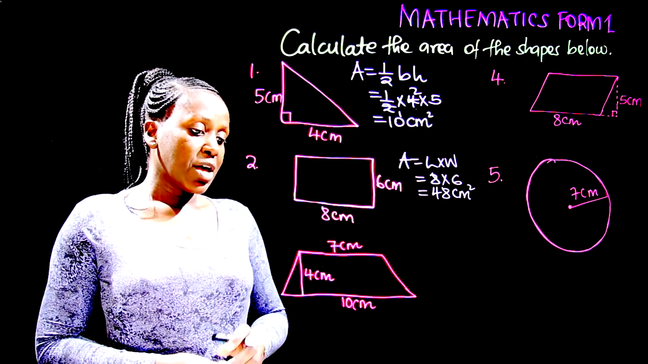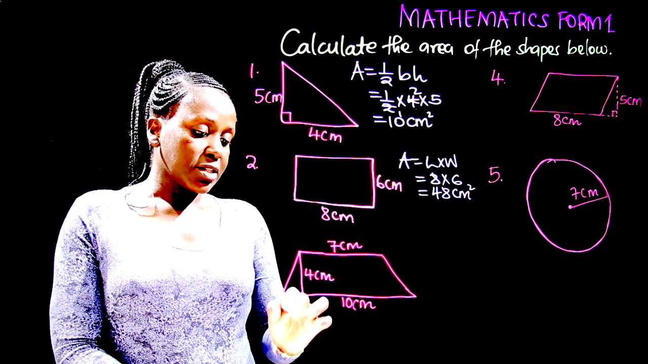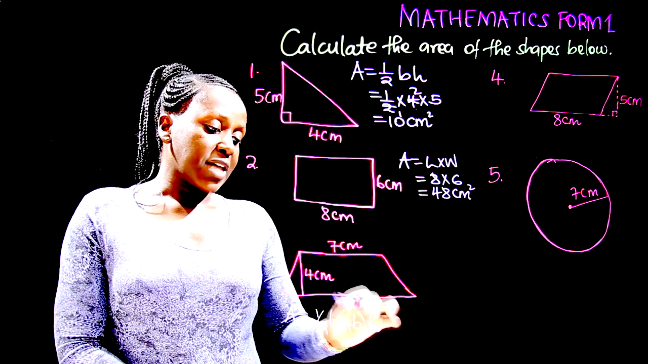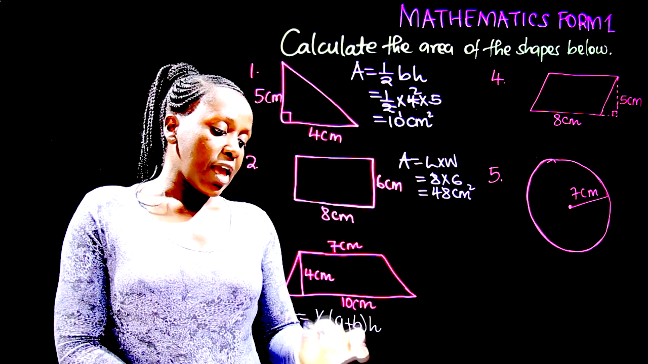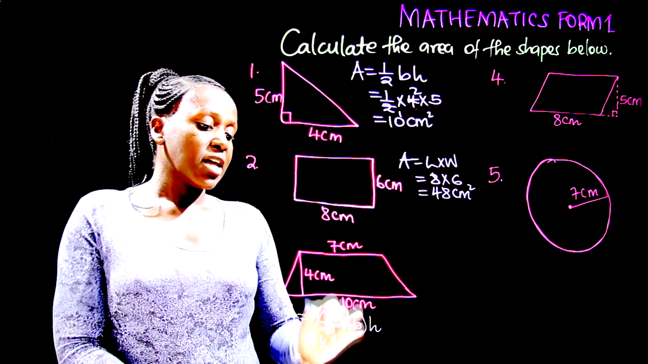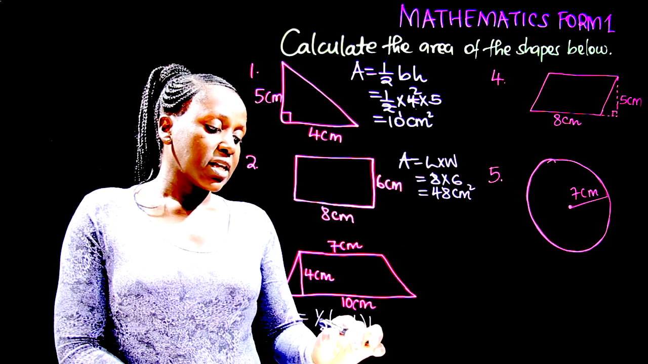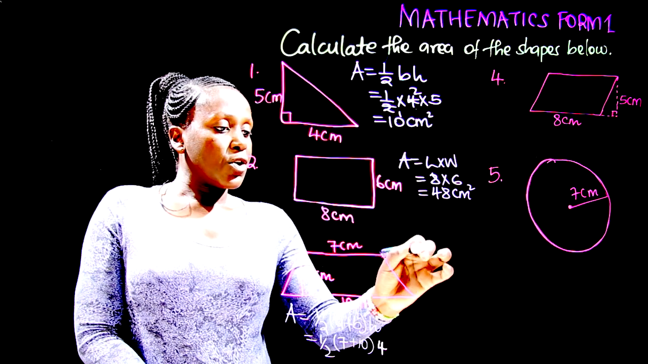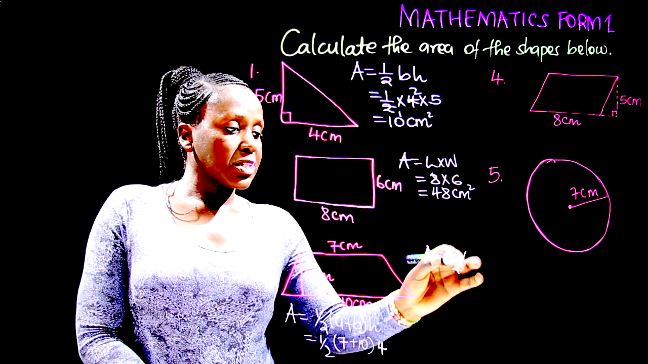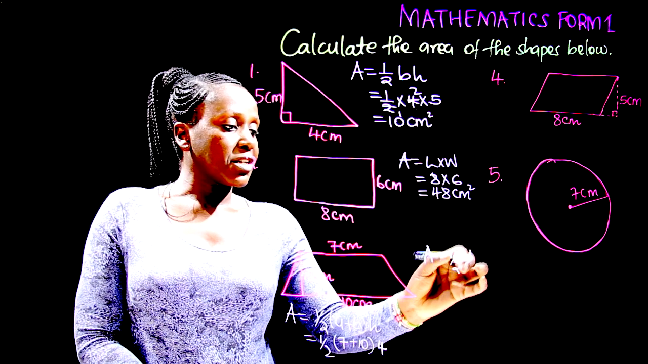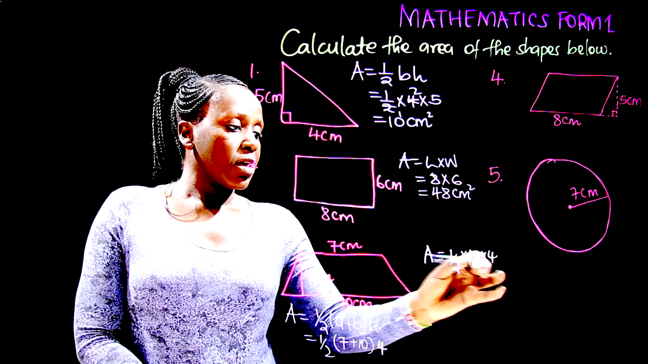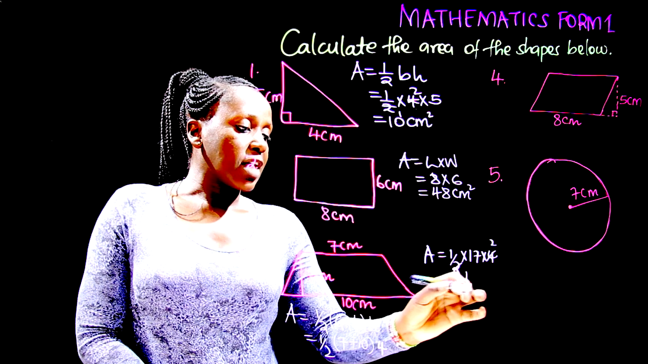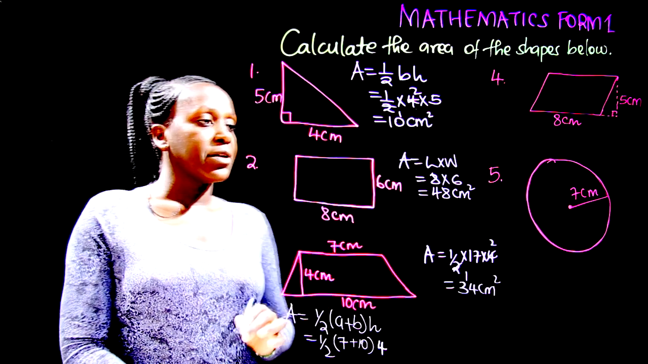Then we have a trapezium. The area of a trapezium is equal to a half into brackets a plus b, then times the height. Remember, a and b are the two parallel sides. So here we have 7 plus 10. Then we multiply by the height, which is 4. So area will be equal to a half times 17 times 4. 4 divided by 2 is 2, and 17 times 2 is equal to 34 centimeters squared.